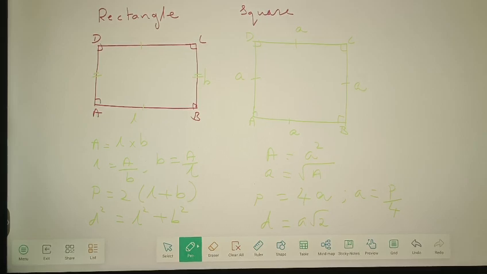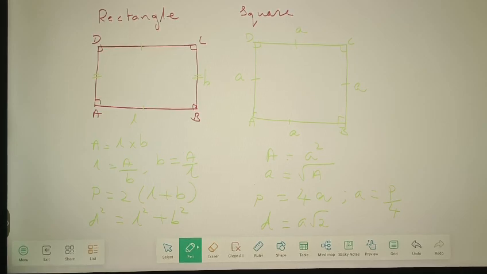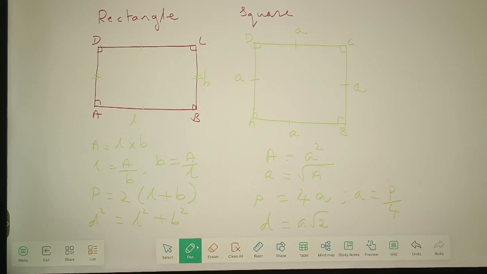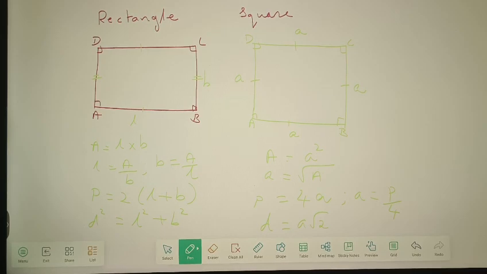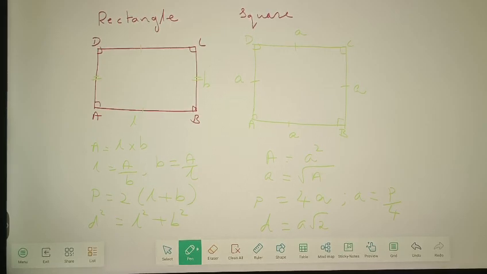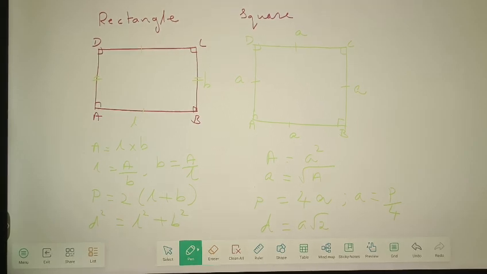Similarly in a square, all sides are equal, so area equals a square, where a means one side. To find the side, it is under root of area. Perimeter equals 4 into side, a equals perimeter upon 4, and the formula for finding the diagonal is a root 2, side into root 2. So just pause for a moment and note these formulas.